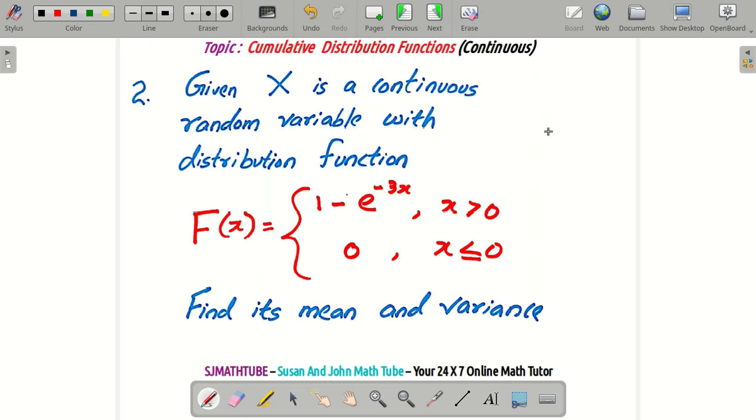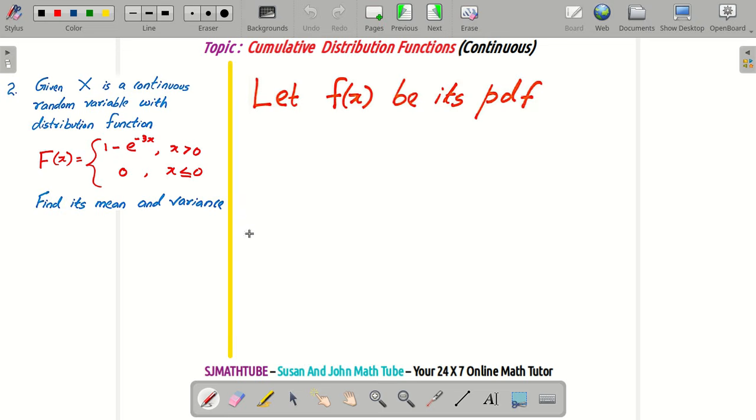Okay, so the function is defined from minus infinity to 0 and then 0 to infinity. So it's just two pieces. Okay, and the most important point to notice is you're given capital F of x, not small f of x. And if you want to find mean and variance, we usually use small f of x. Okay, so our job is to find small f of x, and that's very, very easy. All you have to do is differentiate.